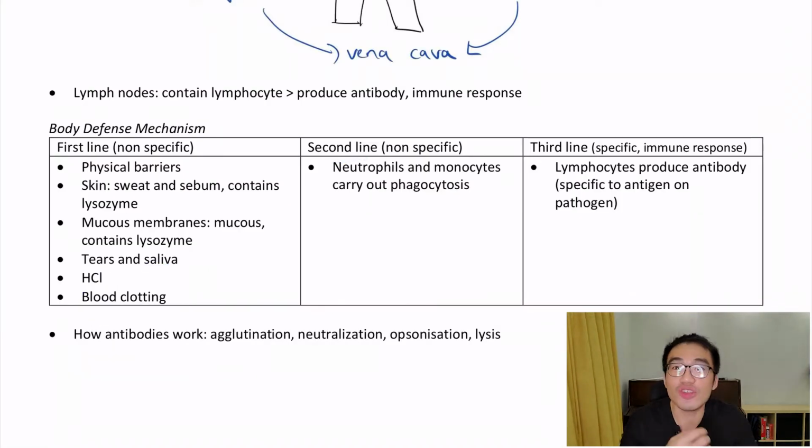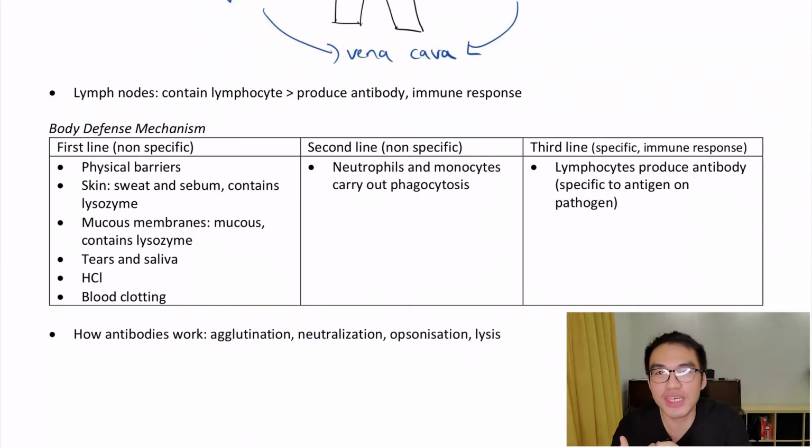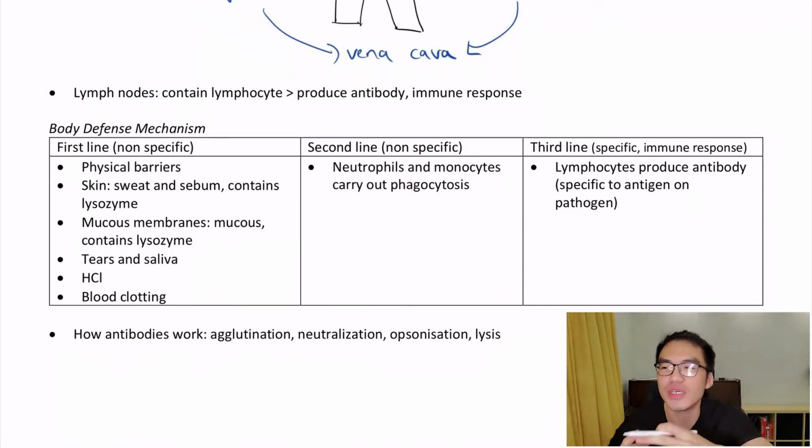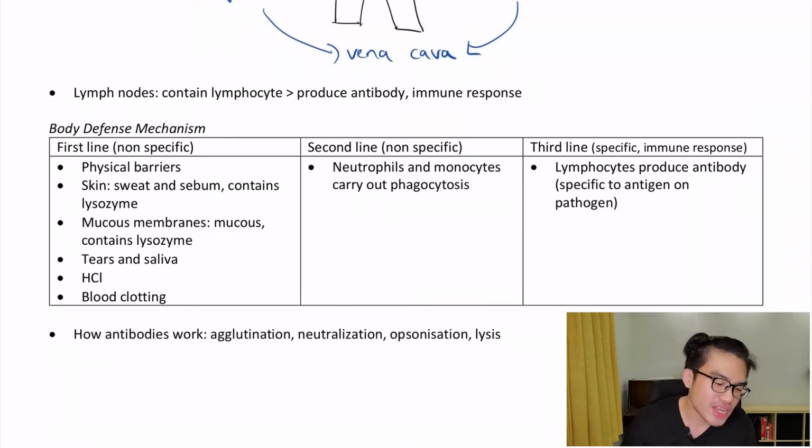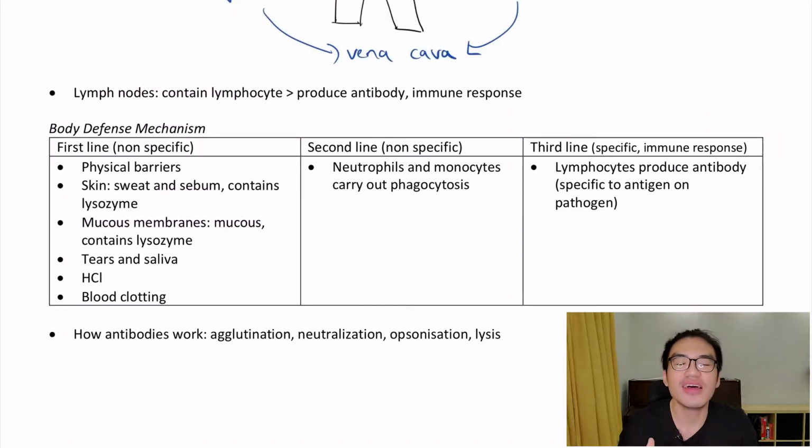Second line is your neutrophil. The low class police will carry out phagocytosis to eat all these pathogens. Not very efficient, but they win in terms of numbers. Last but not least, you have the strongest guy. This is like the sniper, the SWAT team in your body. That's your lymphocyte. They will produce antibodies to the specific antigen on the pathogen, meaning that they will only target a specific pathogen. Lymphocytes will remember any disease you have gotten before.